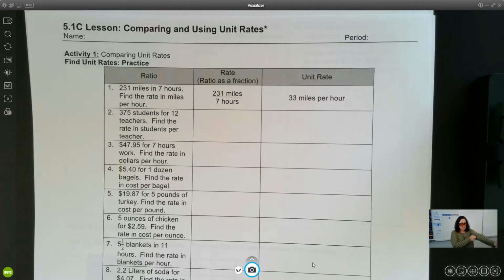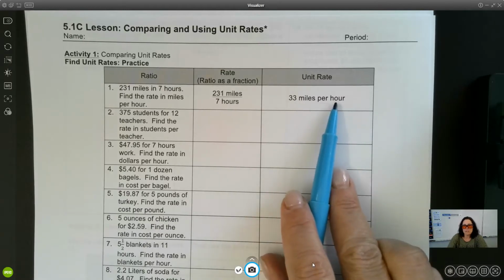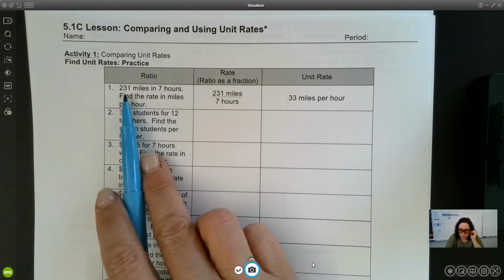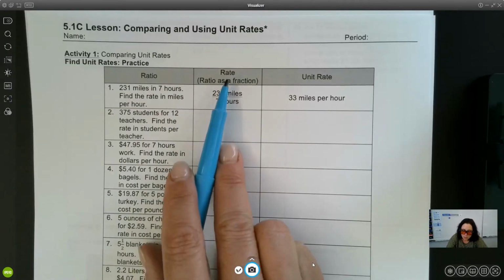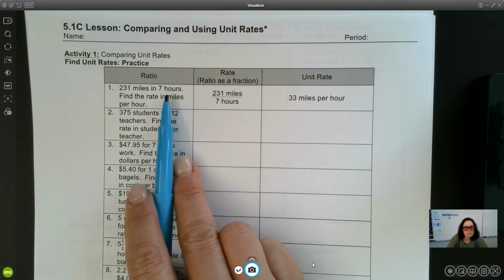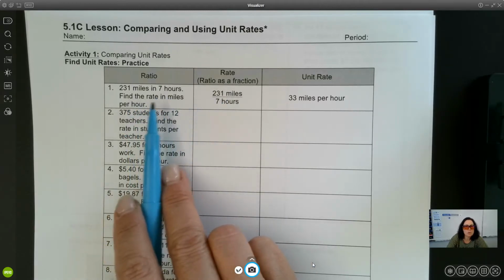Okay, now we are comparing and using unit rates. Remember from what we just learned from 5.1b, a unit rate has a 1 of something on the bottom of the fraction, or on the right, if you write it like this, per 1 hour. Looking at this first example, 231 miles in 7 hours, 231 miles per 7 hours. This is the rate that's handed to us. Now we want to find the rate in miles per hour.